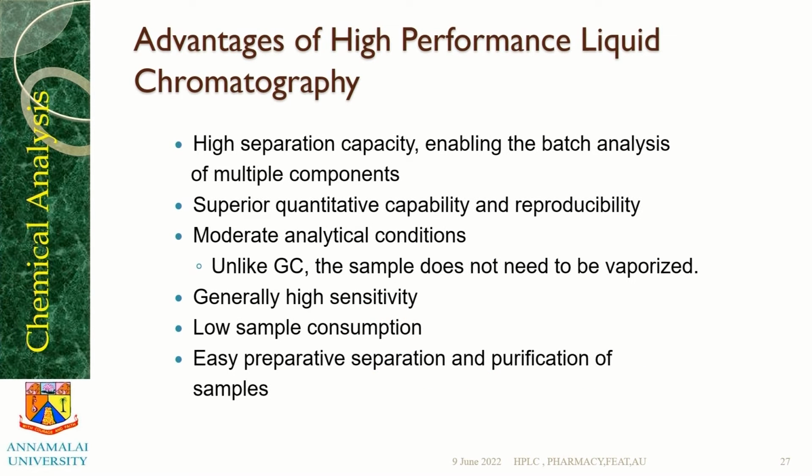These are the advantages of high pressure liquid chromatography: high separation capacity, enabling the batch analysis of multiple components, superior qualitative and quantitative capability and reproducibility, moderate analytical conditions. Unlike GC, the sample does not need to be vaporized. In gas chromatography, the sample needs to be vaporized. So, if the sample is vaporized, it gets unstable, it gets changed in its chemical nature. So, this is the advantage of HPLC, where we are not vaporizing the sample, directly we are injecting the sample into the high performance liquid chromatography.